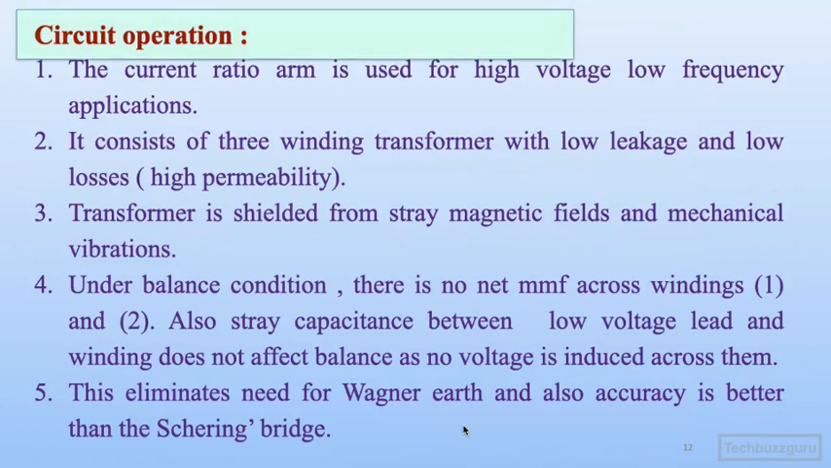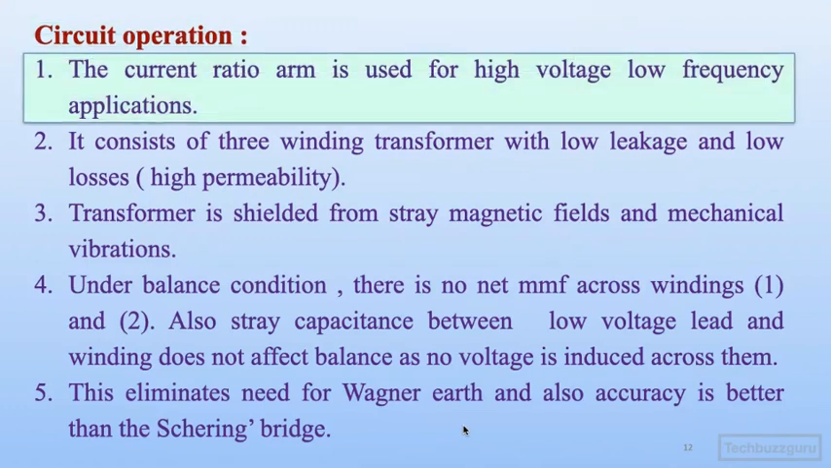Circuit operation. Current ratio arm is used for high voltage but low frequency. देखो क्या है कि जो हमने पिछला मेथड देखा, वोल्टेज रेशियो आर्म, that was used for high frequency, this is used for the low frequency application. Please note, voltage ratio arm for high frequency and current ratio arm for the low frequency. This is the main difference between voltage ratio arm bridge and the current ratio arm bridge. Okay.